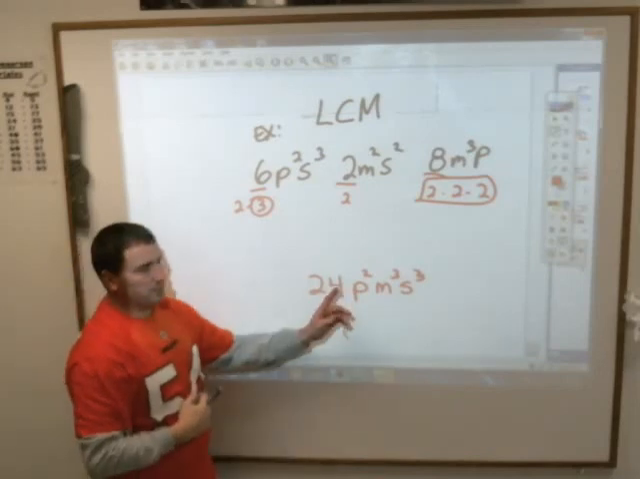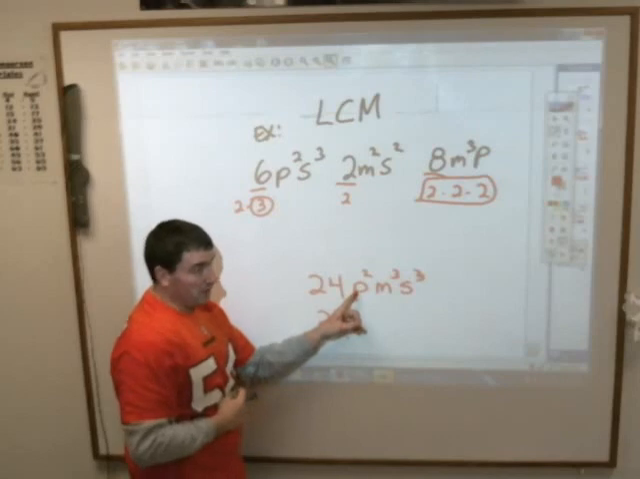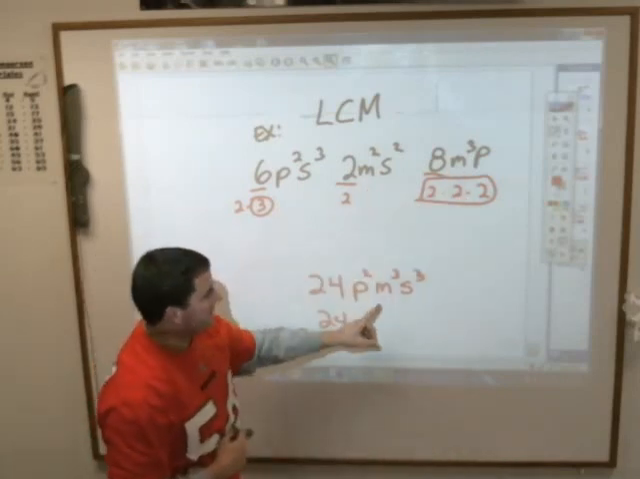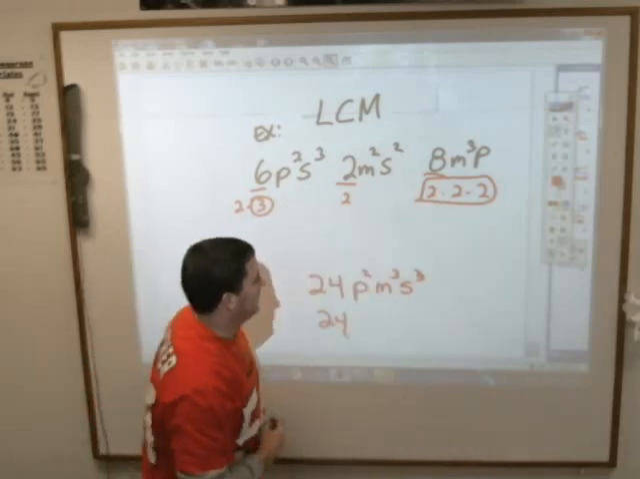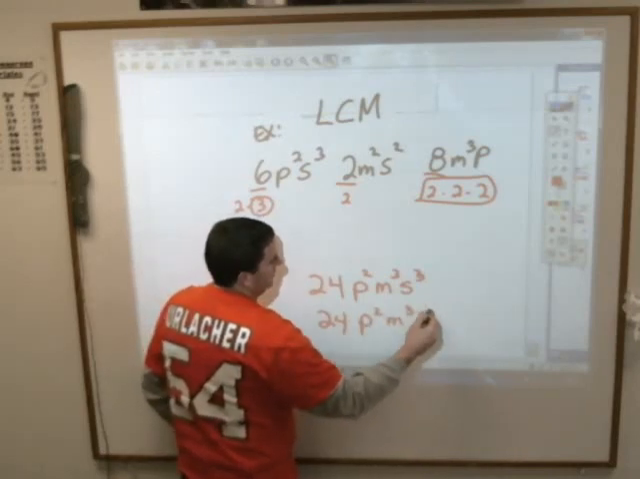Which group has the most p's? Well, this has p squared, that has p, so you take a p squared. Which group has the most m's? That has 3, that has 2, so you take 3. Which group has the most s's? That one has 3, 2, that one doesn't have 1, so it is in fact p squared m cubed s cubed.